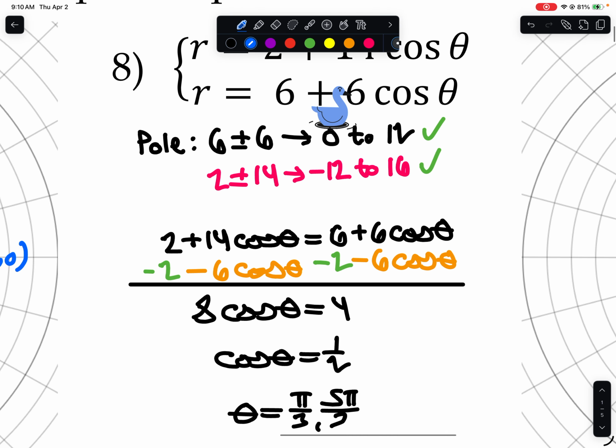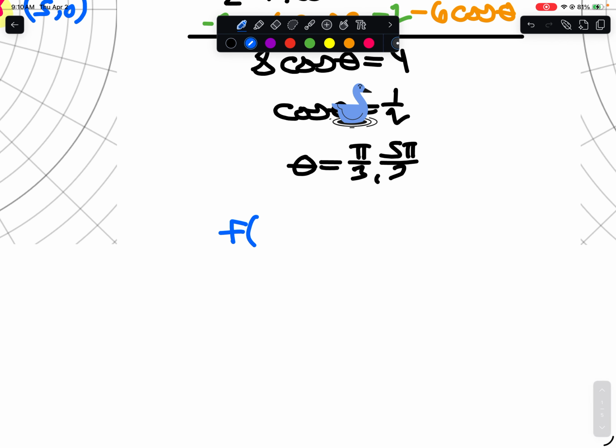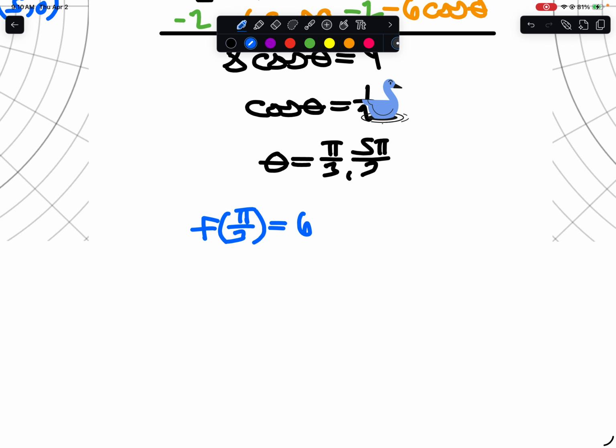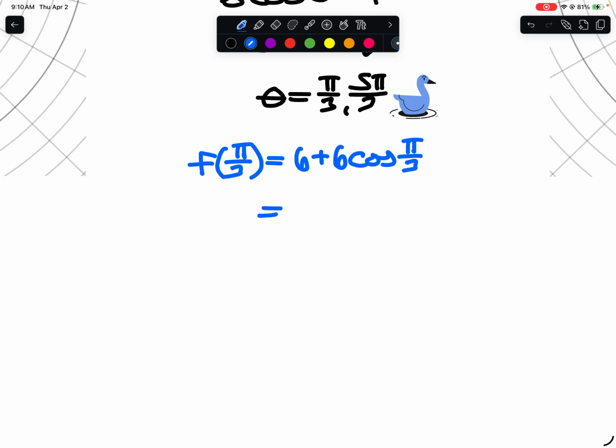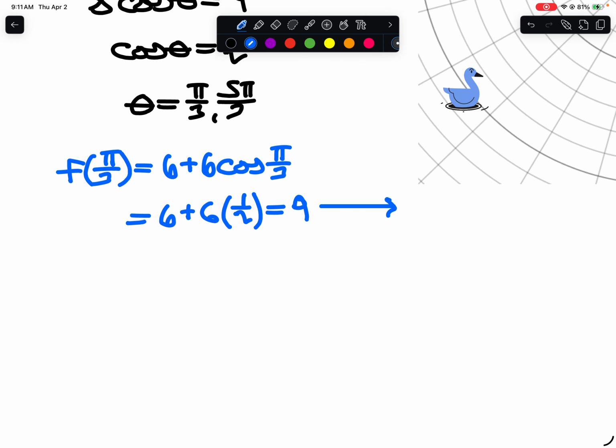So once again, it's not going to matter which one you plug it into. I like to use the cardioid. So I'm going to do f of pi over 3. That's going to be 6 plus 6 cosine of pi over 3. So when I sub in, cosine pi over 3 is going to be 1/2, which is going to give me 6 plus 3, which is going to give me 9. So that means my coordinate here is going to be 9 in the direction of pi over 3.